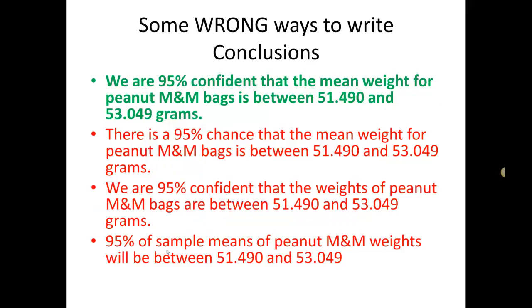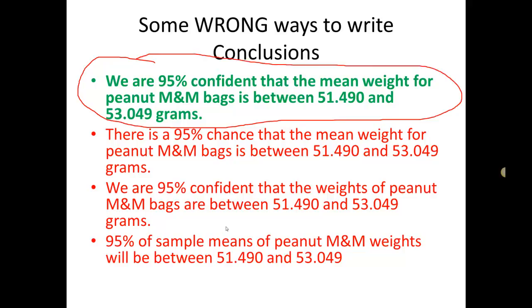And one more wrong way to write a conclusion. 95% of sample means of peanut M&M weights will be between 51.49 and 53.049. Again, this one's incorrect because it's trying to say that future sample means will be in this interval, and that's not what our confidence interval says at all. Our confidence interval only says we're pretty sure that the actual population mean is between these numbers. So the only correct way on this page to write the conclusion is the green one at the top.